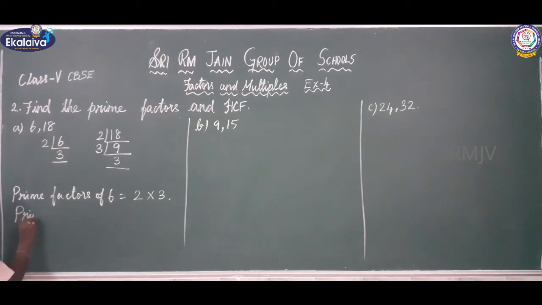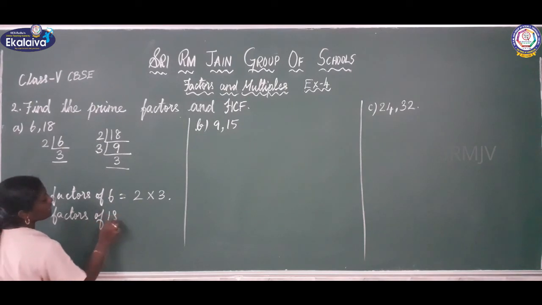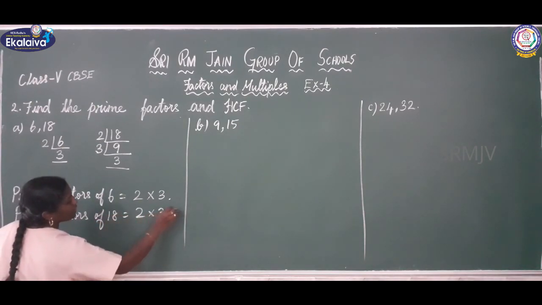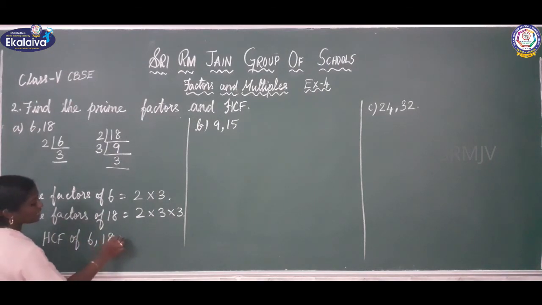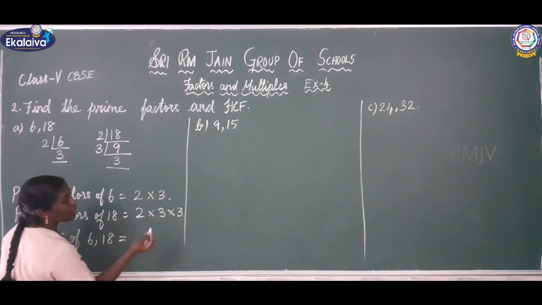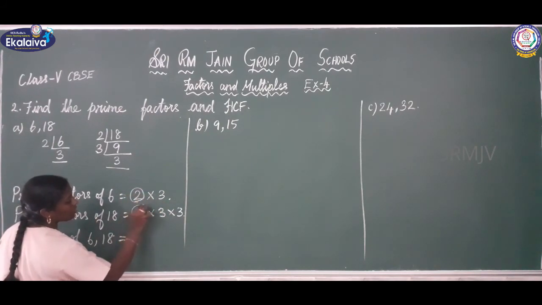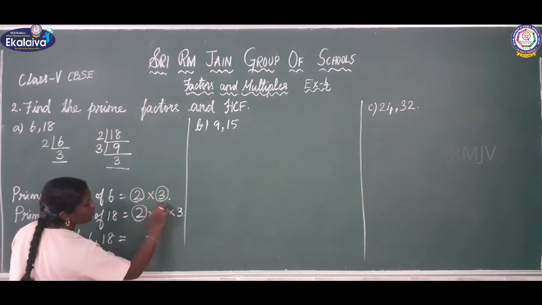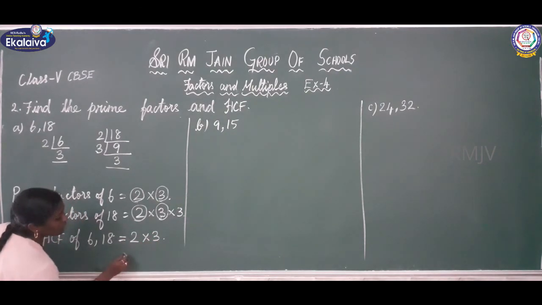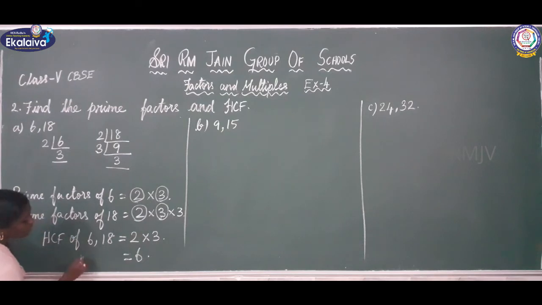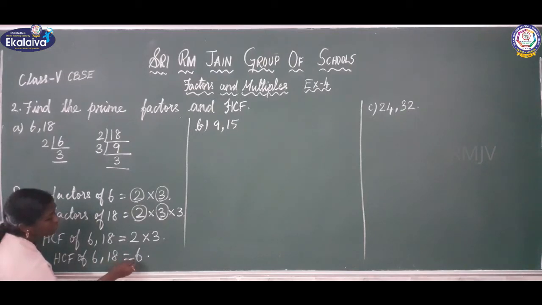So prime factors of 18 is equal to 2 into 3 into 3. Now we are going to find the HCF, highest common factor of 6 and 18. For that we have to find out the common factors. Here 2 is common and here 3 is common. We have to multiply these two common factors. 2 into 3, 2 threes are 6. So HCF, highest common factor of 6 and 18 is 6.